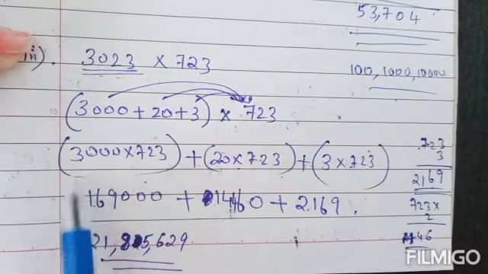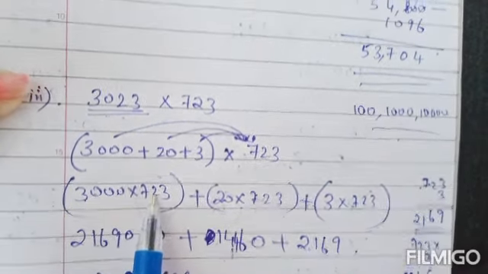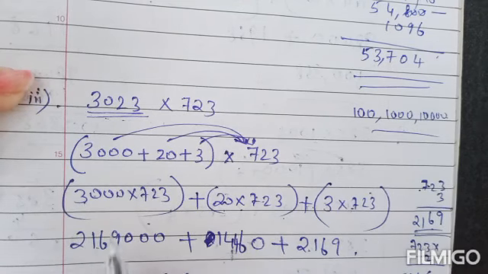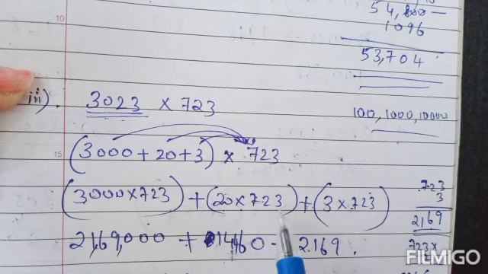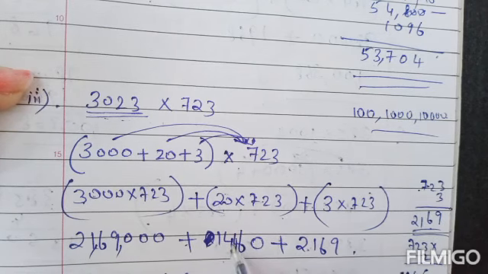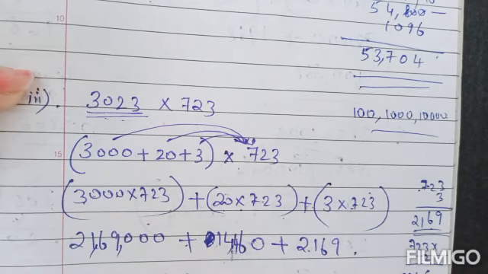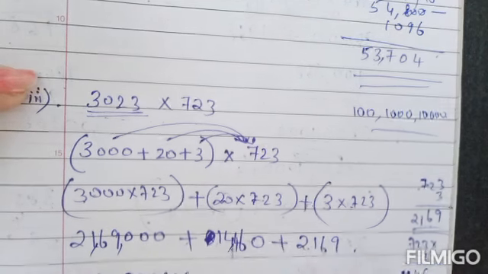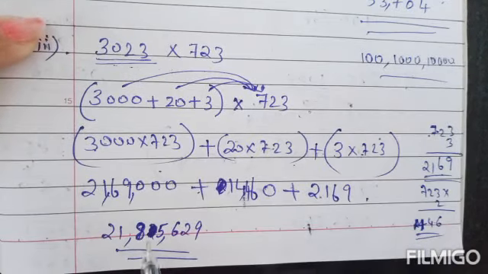So 3000 into 723 on multiplying you will get 21,69,000 plus 20 into 723 you will get 14,460. 3 into 723 it is 2,169. Okay, now adding all these three numbers you will get 21,85,629, and this is the final answer.